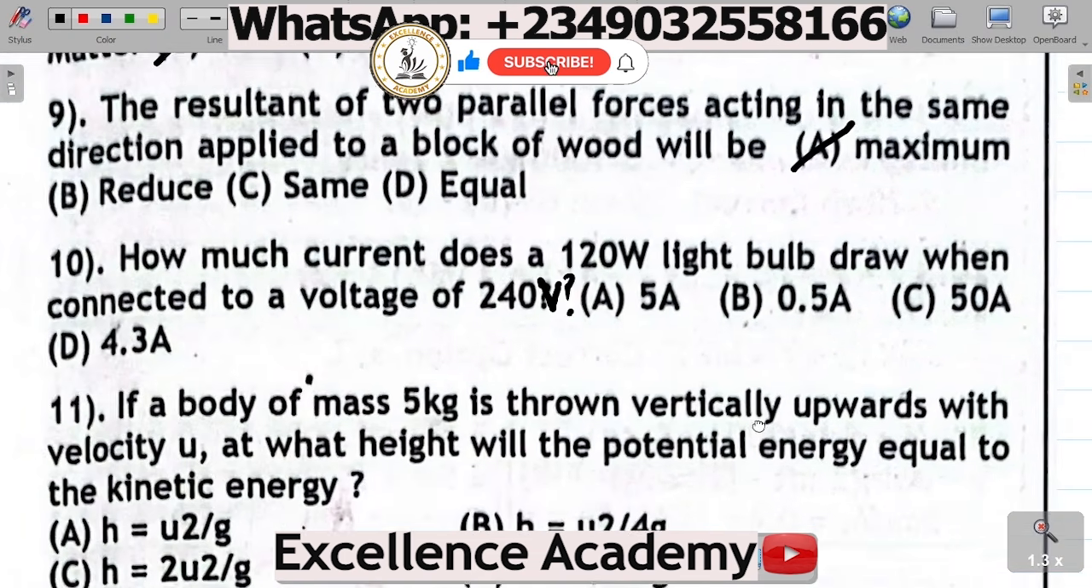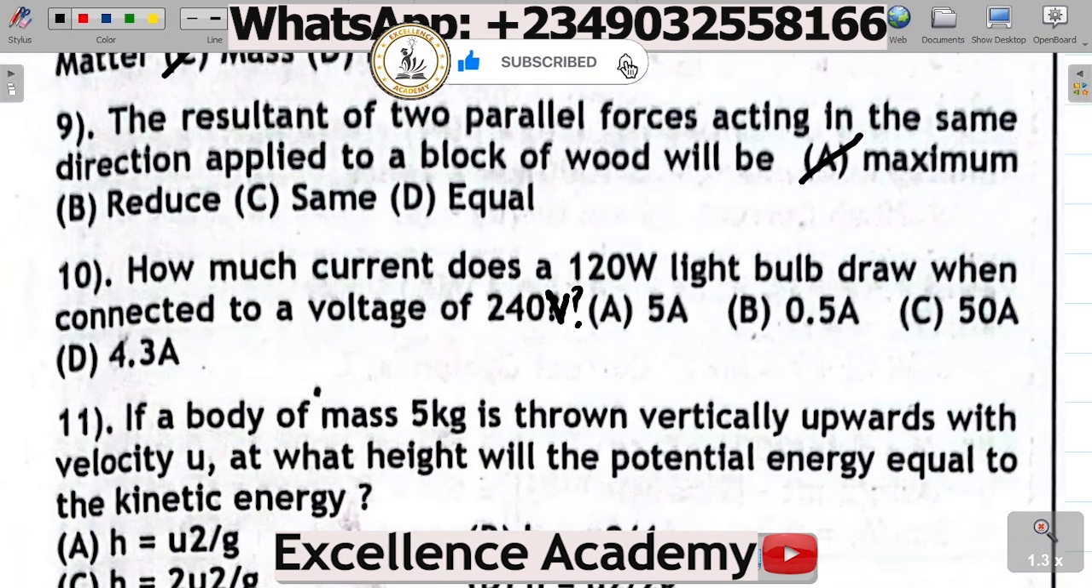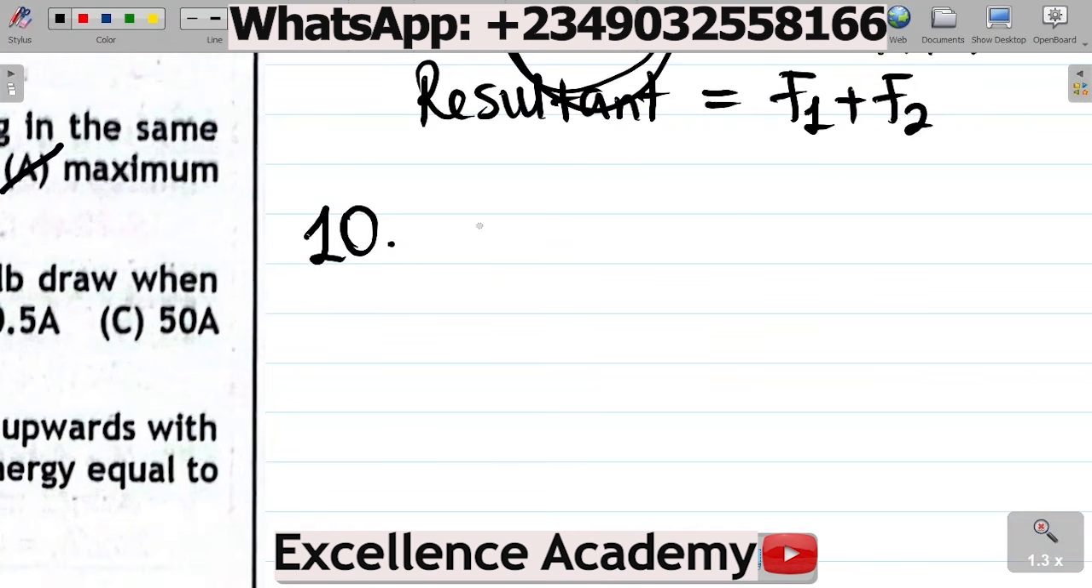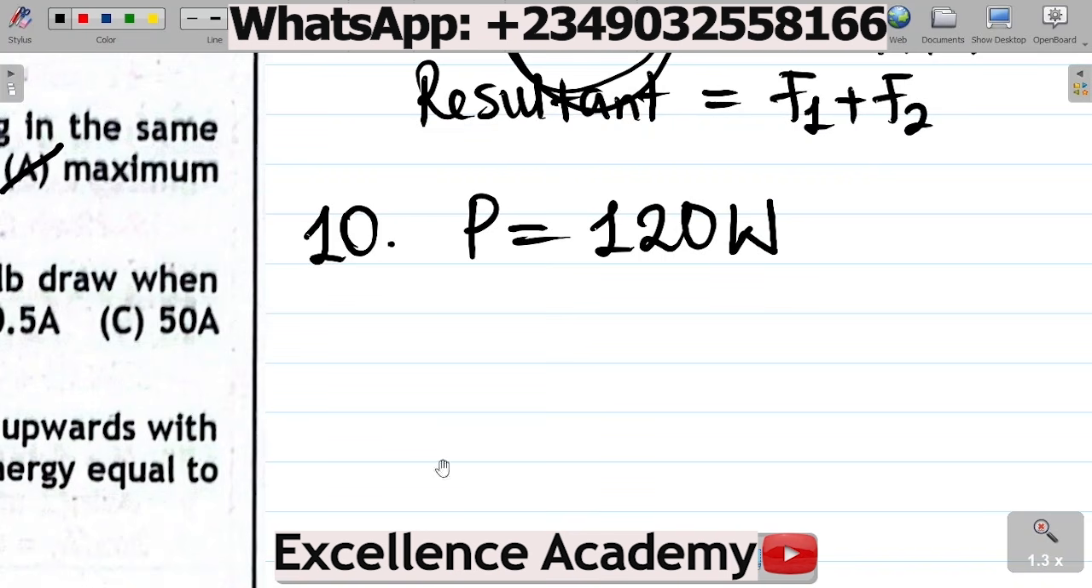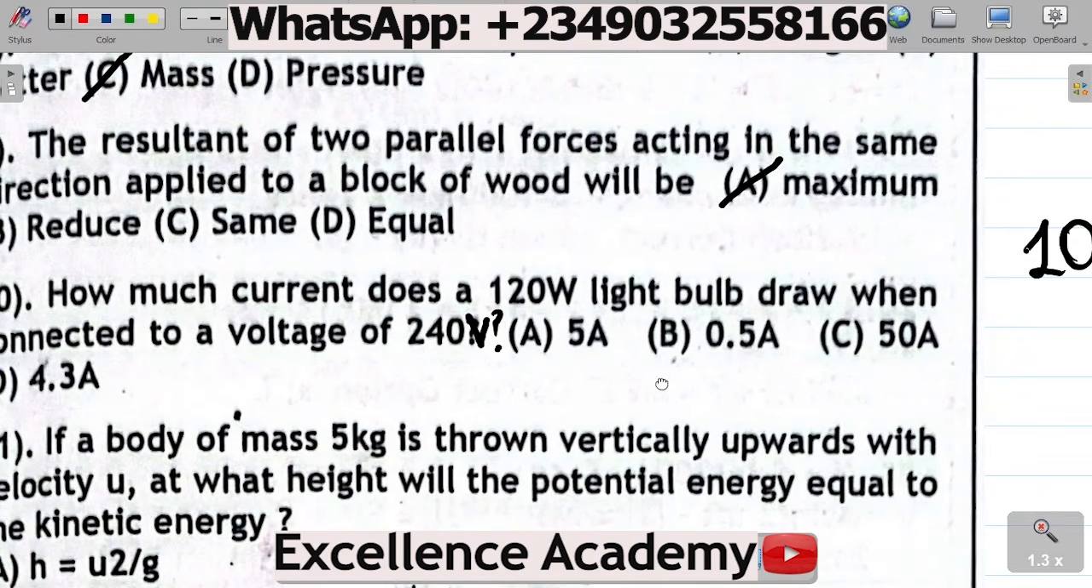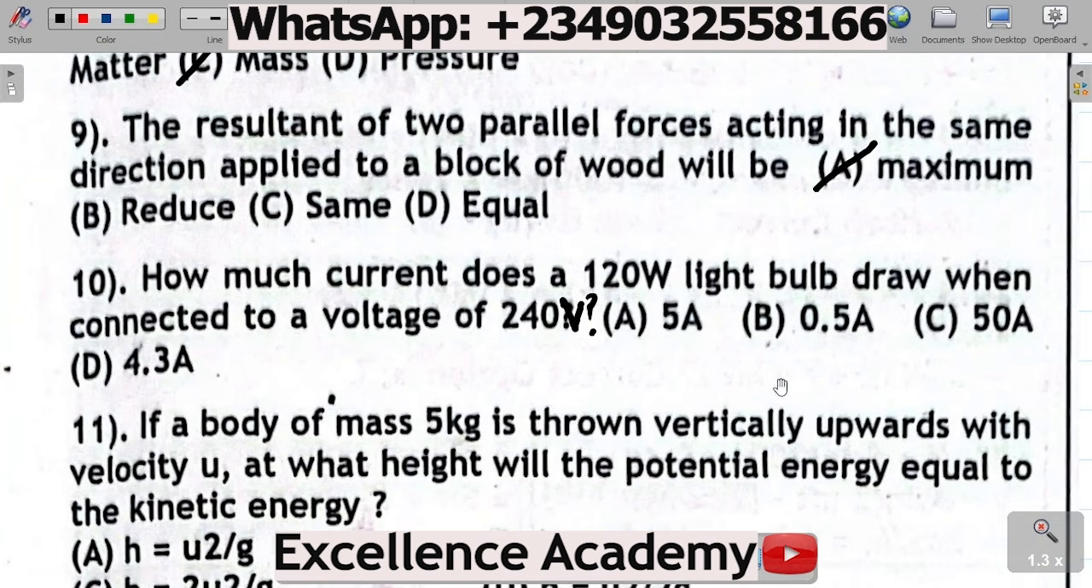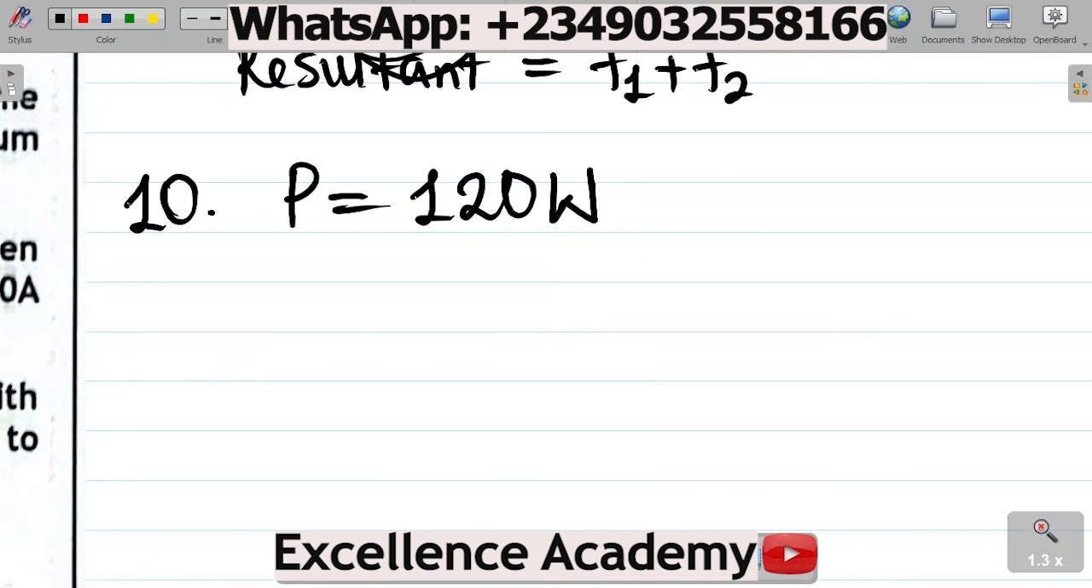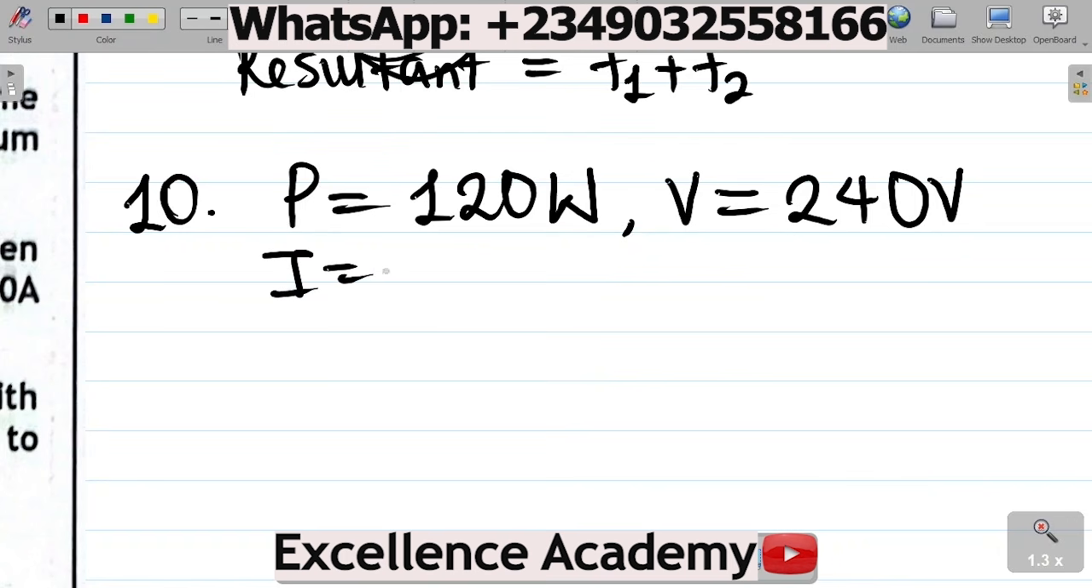The first thing we have, they said, how much current does a 120-watt light bulb draw? When you hear the term watt, what comes to mind is power. So the first thing you have there is power, P is equal to 120 watts. The light bulb draws current when connected to a voltage of 240 volts, so voltage V is equal to 240 volts. You're asked to find the current, I is equal to unknown.